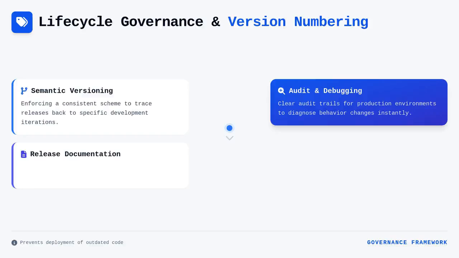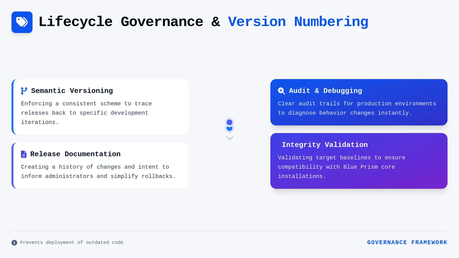When we document release notes alongside our package, we are creating a history of changes that informs other administrators about the intent behind the deployment. This metadata becomes invaluable when performing rollbacks or when diagnosing why a specific behavior changed between releases. Integrity validation against target baselines ensures that our package is compatible with the environment's current version of the Blue Prism core installation.